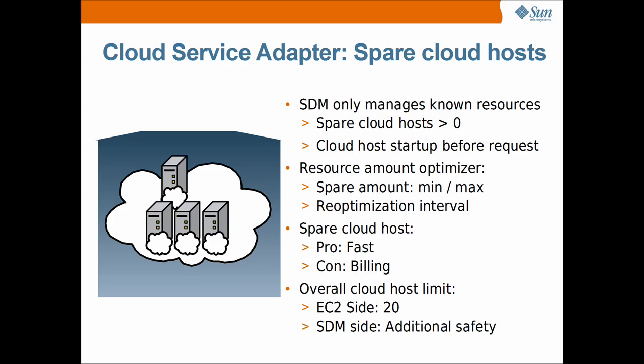The resource amount optimizer tries to readjust the resource amount with a configured time interval. A high min value decreases the average response time to resource requests, as adding new cloud resources is a time-consuming operation. But keeping additional spare resources idle in the cloud adapter will increase costs. By default, EC2 allows you to use a setup of up to 20 cloud hosts. We introduce our own additional configurable host limitation to ensure that no more than the expected resources will be present in the system.